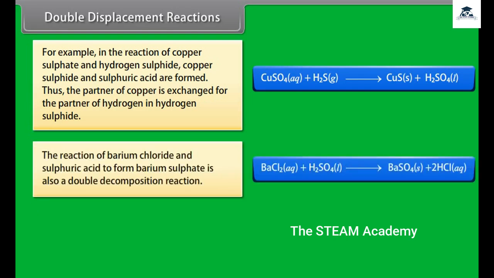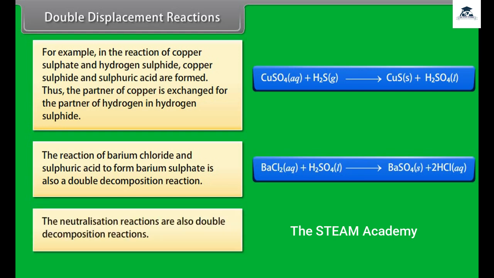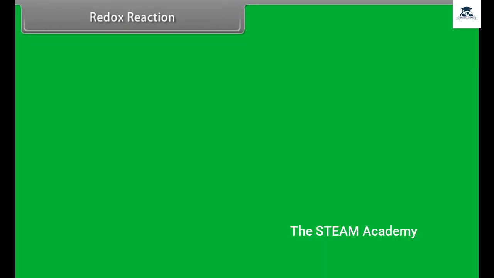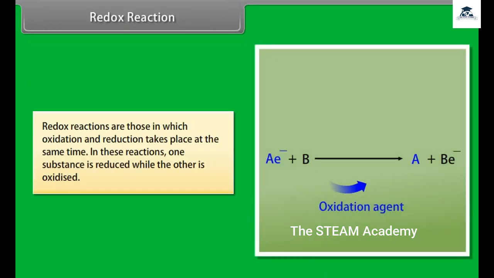The reaction of barium chloride and sulfuric acid to form barium sulfate is also a double displacement reaction. The neutralization reactions are also double displacement reactions. Redox reaction. Redox reactions are those in which oxidation and reduction take place at the same time. In these reactions, one substance is reduced while the other is oxidized.